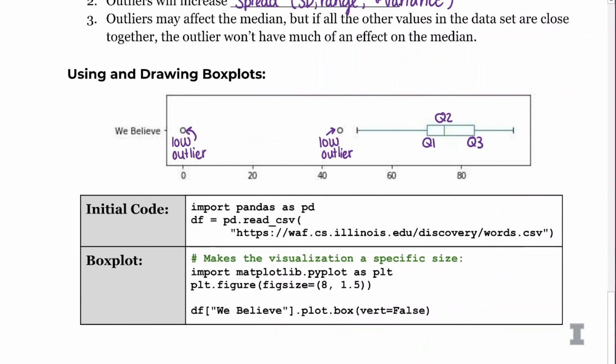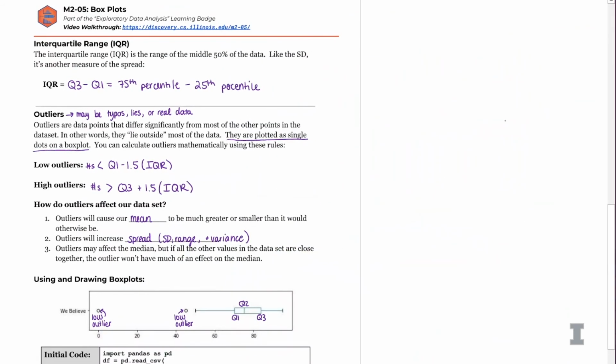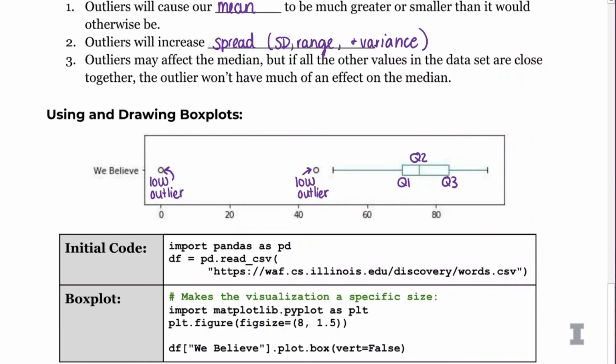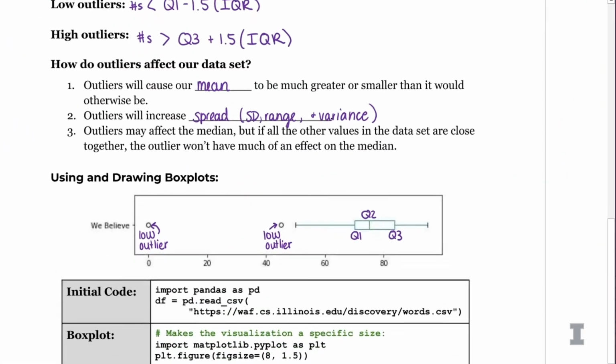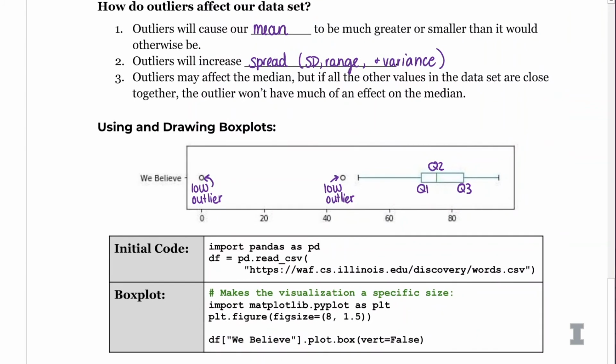And then the whiskers tell us, if there are no outliers, what the max or the min is. We don't have any high outliers, so this top whisker is just going to be the maximum value. And for the bottom whisker, we actually do have outliers. So this is going to be the lowest number on our list that's not an outlier.